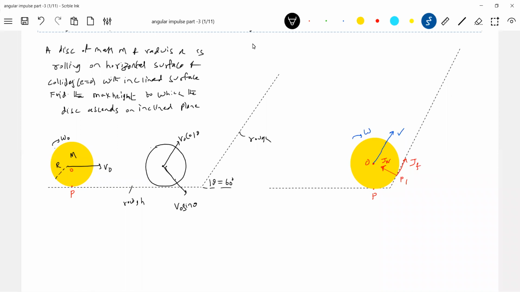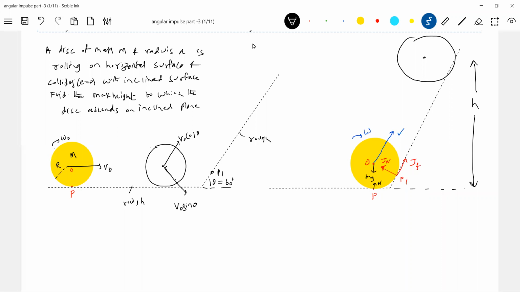Then look at the impulses that are acting. Immediately after collision, the linear velocity will become V and omega. Who will change omega? The Jf, because the surface is rough here. So he's asking to what height it will ascend further. About what point should I consider angular momentum? Here, let's do one thing. This is mg. Let me consider angular momentum about P1. So P1 is something here, not about P, not about the horizontal ground. About point P1, the angular momentum should be conserved.